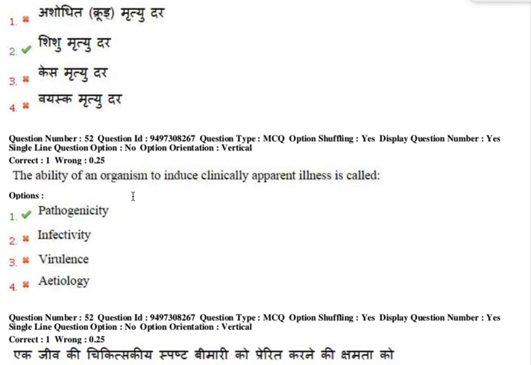Next question. Question number 52. The ability of an organism to induce clinically apparent illness is called... Right answer is pathogenicity.